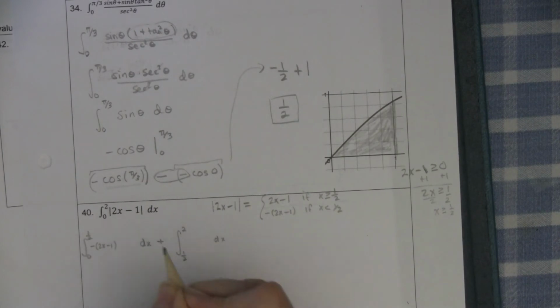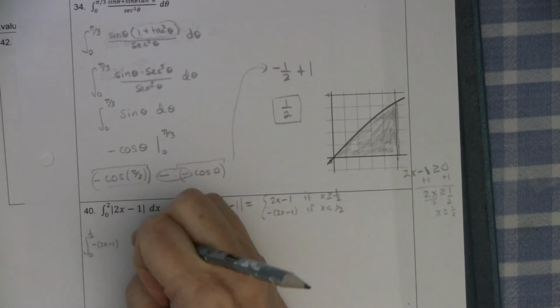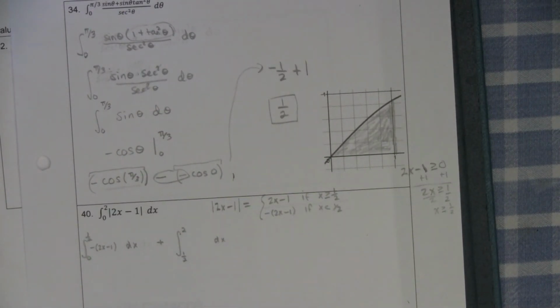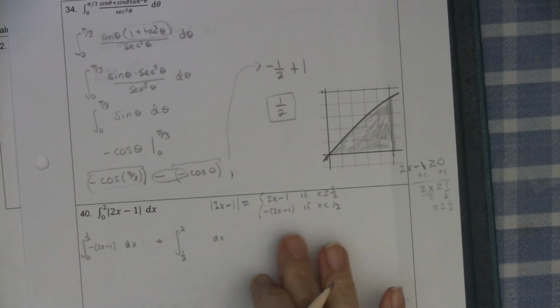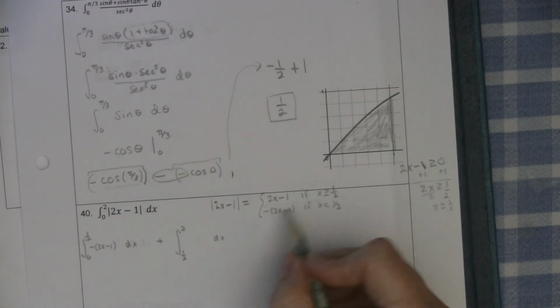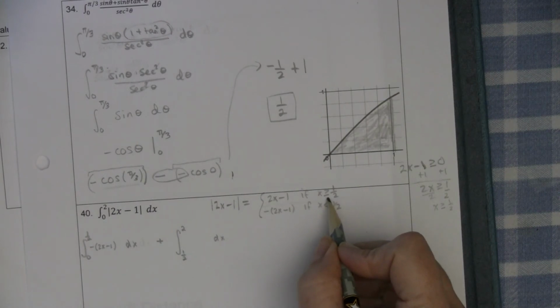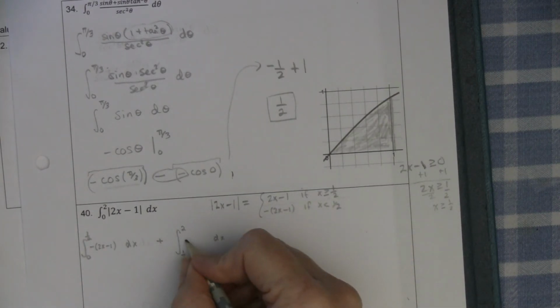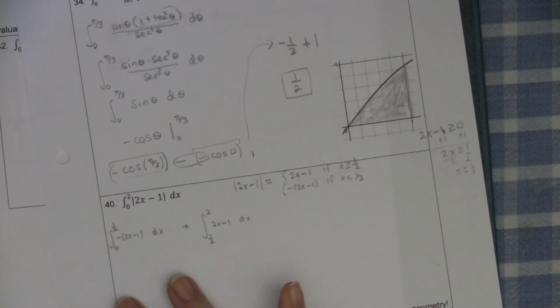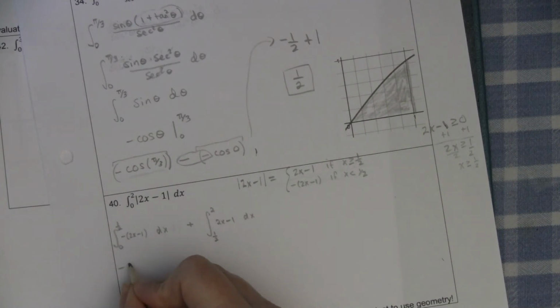So the negative of 2x minus 1 dx. And you can pull that negative out to the front if you like. That would be just lovely. And then let me just set this other part up, and then we'll find the pieces. So going from half to 2, x is bigger than half, so I would use 2x minus 1. And so now I'm just solving both of these pieces. And so this is the negative of the integral from 0 to half of 2x minus 1 dx, right?